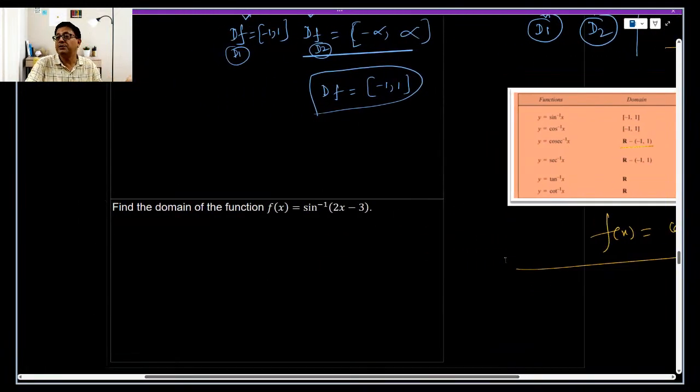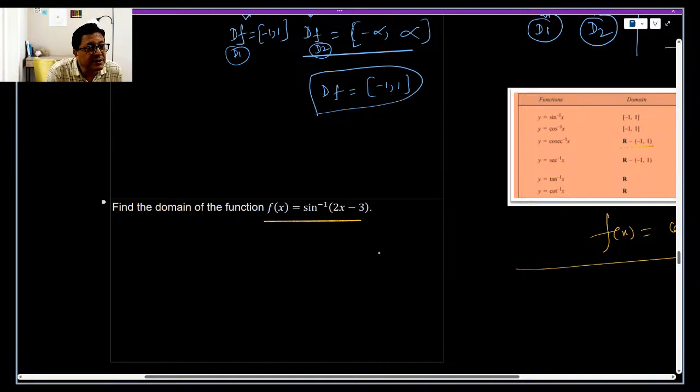Let us do another simple problem for this one, to find the domain of this function. We have done more difficult sums than this. Domain means values of x. For domain, what to do?